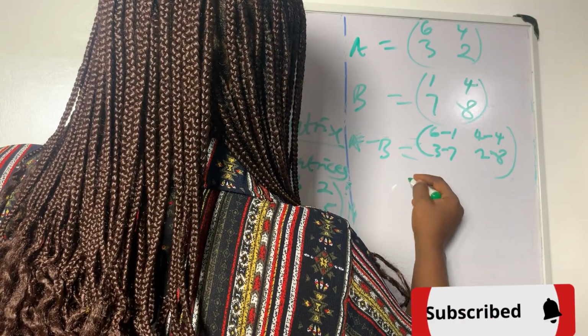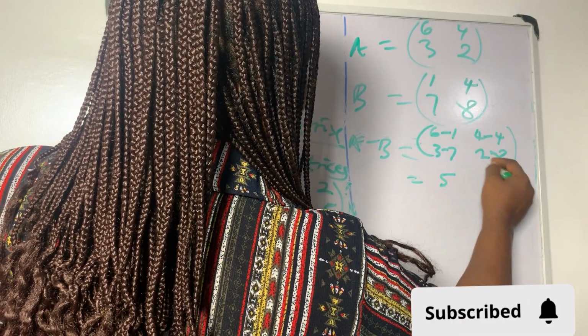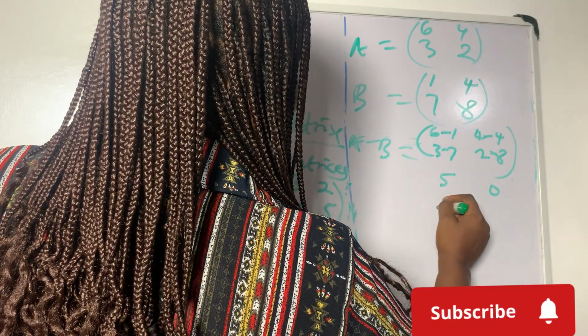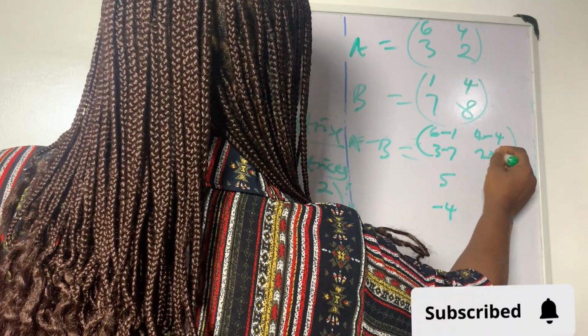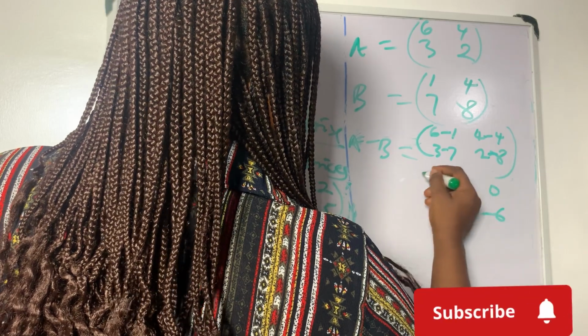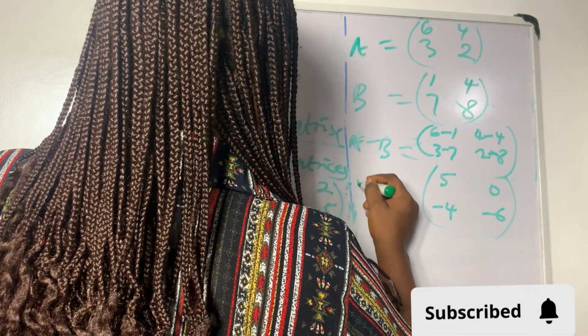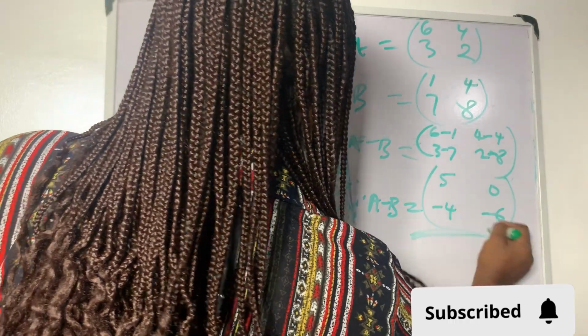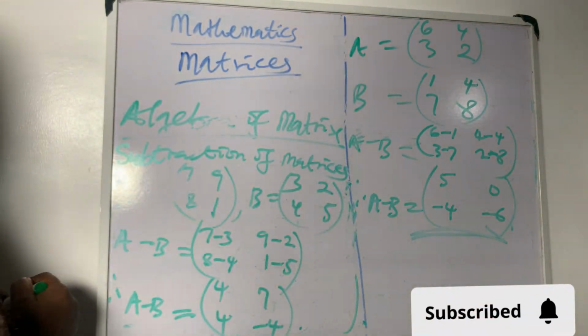6 minus 1 is 5. 4 minus 4 is 0. 3 minus 7 is minus 4. 2 minus 8 is minus 6. Therefore, A minus B equal to what you are seeing here.